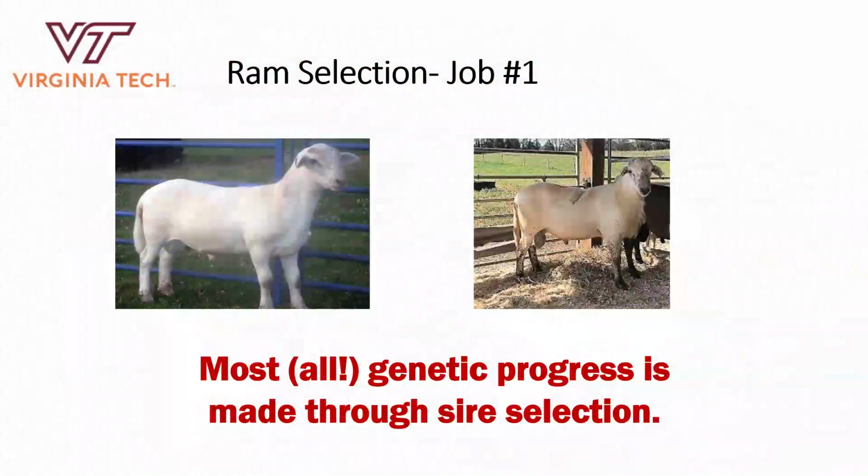As I mentioned, we're going to get into ram selection. Here where I work at Virginia Tech and with the ram test that we've got here, we really focus a lot on these young rams, trying to make better performers, better studs for the future. Job one is finding that right ram that will fit into your program and do you some good, whether you're looking at EBVs or test performance. I've got listed here most, but all in parentheses, genetic progress is going to be made through proper sire selection.